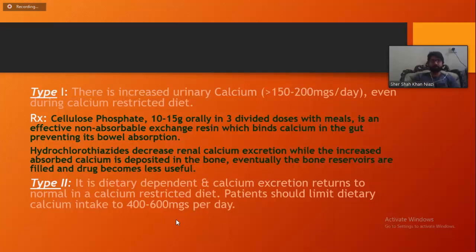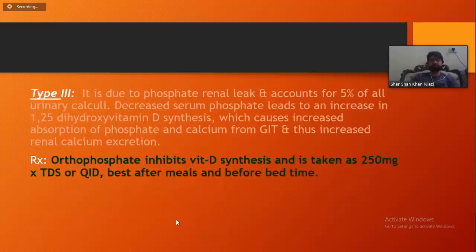In type 3, it is due to renal phosphate leak. So remember, phosphate will be getting leaked from the kidneys, and it accounts for 5% of your calculi. The decreased serum phosphate leads to an increase in 1,25 dihydroxyvitamin D synthesis, which causes an increased absorption of phosphate and calcium from the GIT, and thus increased renal calcium.